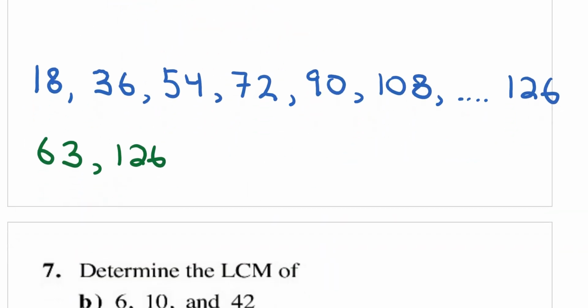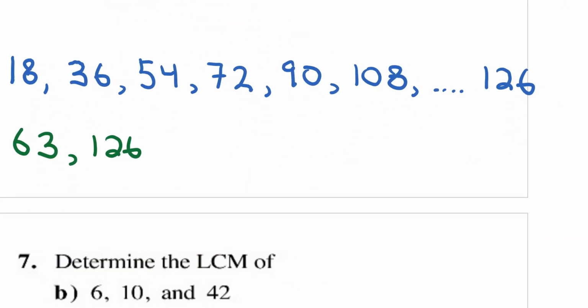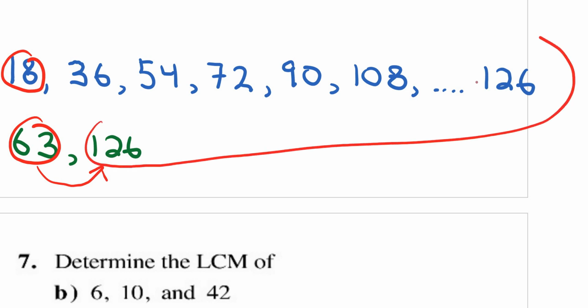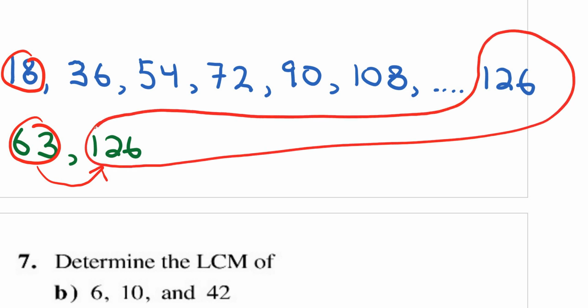And once again, if I go ahead and write out the multiples for both 18 and 63, the second multiple of 63 is 126, and that matches up with the eventual multiple of 18. So 126 is also a multiple of 18 eventually. Okay, so hopefully everyone can see the multiples of 18: 18, 36, 54, 72, 90, and if we keep on going, eventually we get to 126.